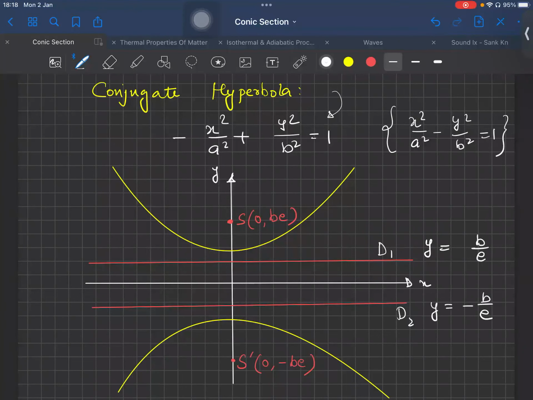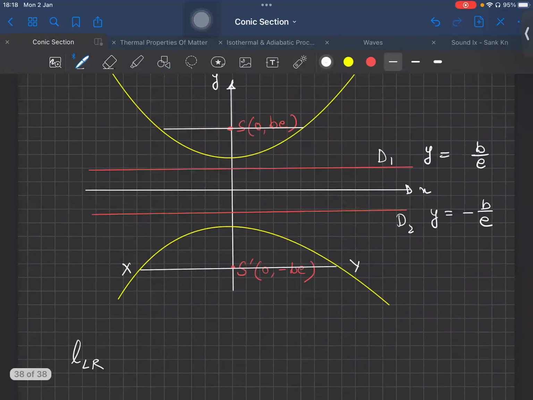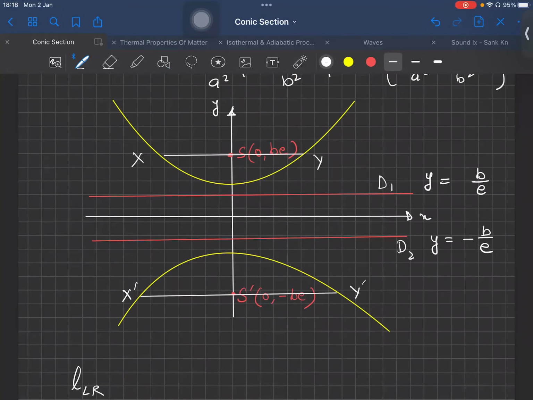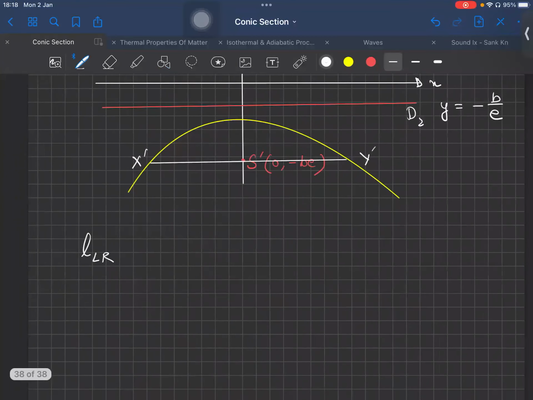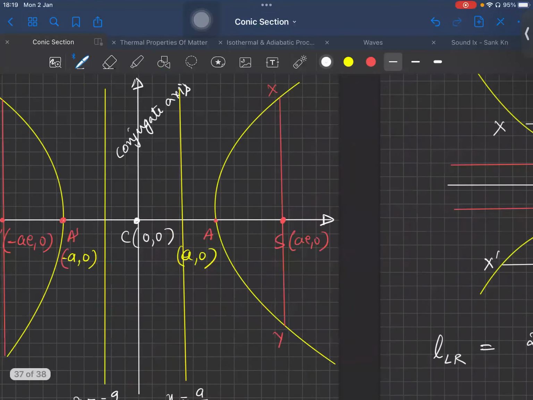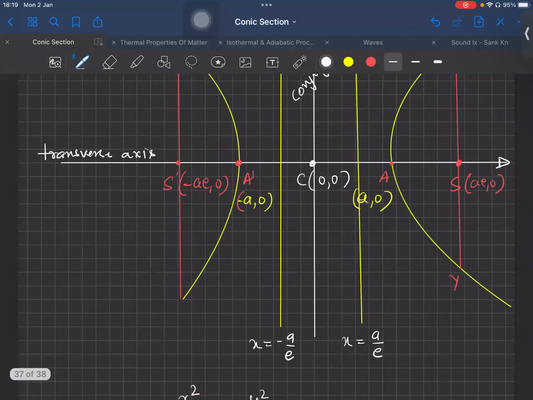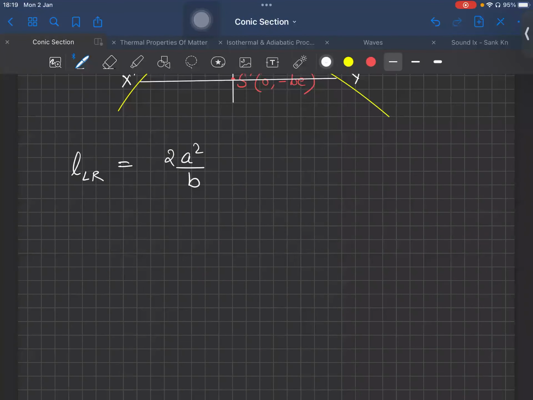Okay. Now, similarly, can anyone tell me what will be the length of latus rectum? See, XY is the latus rectum. Let's say X dash, Y dash, X, Y. So the length of XY, how will you find it? The length of latus rectum is kind of similar: 2a square upon b. See, there it was 2b square upon a, right, in the hyperbola. Why do I keep saying parabola? So for this one, the length of latus rectum is 2a square upon b. Got it?